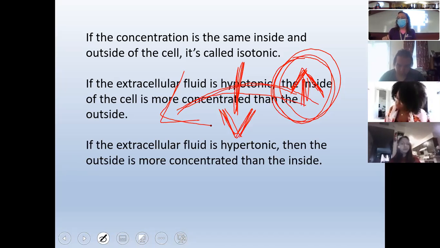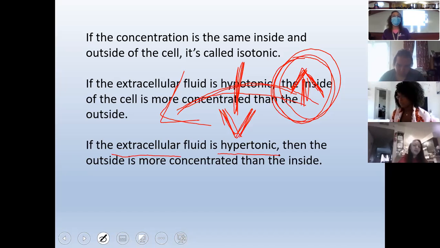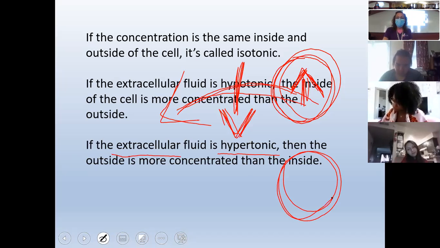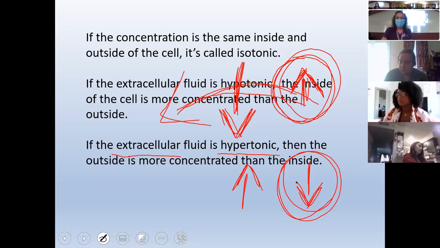On the opposite effect, we have the extracellular, the outside of the cell is now hypertonic. Meaning what? The outside is higher concentration, the inside is lower concentration. How do we promote movement now? We're going to move into the cell.